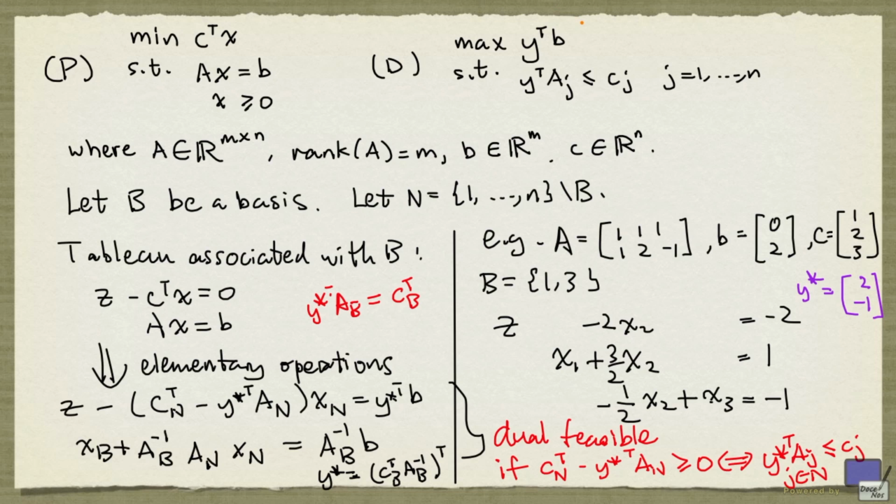And since the dual problem is a maximization problem, and the dual feasible tableau implicitly carries a dual feasible solution, the question is whether we could iteratively increase the right-hand side value of the z row by going through dual feasible tableaus. And this iterative process is the essence of the dual simplex method.